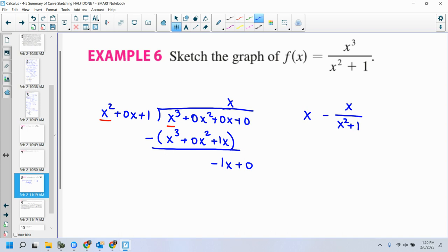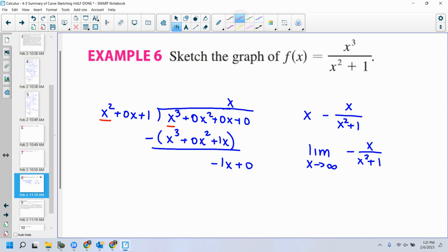Now, I know an asymptote, a slant asymptote, as I make things go to positive or negative infinity, I'm going to be plugging infinity in for x, right? Watch what happens when I take the limit as x goes to infinity of negative x over x squared plus 1. What's that going to go to? It's going to go to 0, because the degree on the bottom is bigger than the degree on the top.